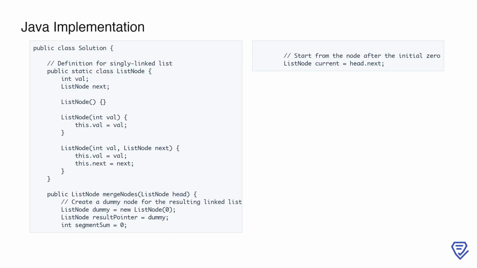Next, we define the mergeNodes method, which accepts the head of a linked list as input. To build the resulting linked list, we create a dummy node initialized with the value 0. A pointer, result pointer, is set to this dummy node to help with constructing the output list. We also initialize a variable, segmentSum, to accumulate the sum of values between zeros. The process begins from the node following the initial 0 in the input list, which is accessed using head.next.